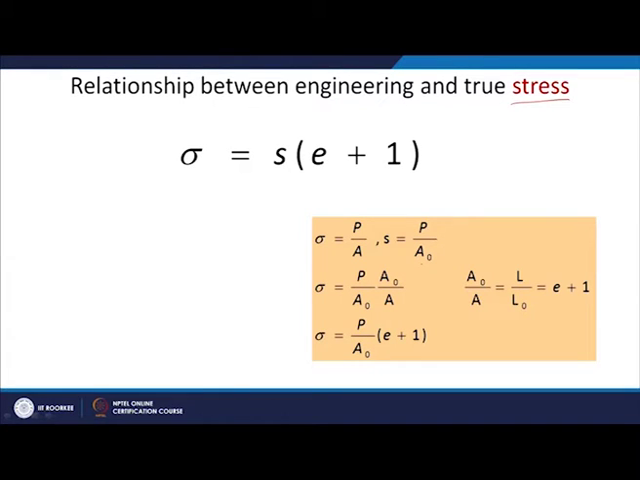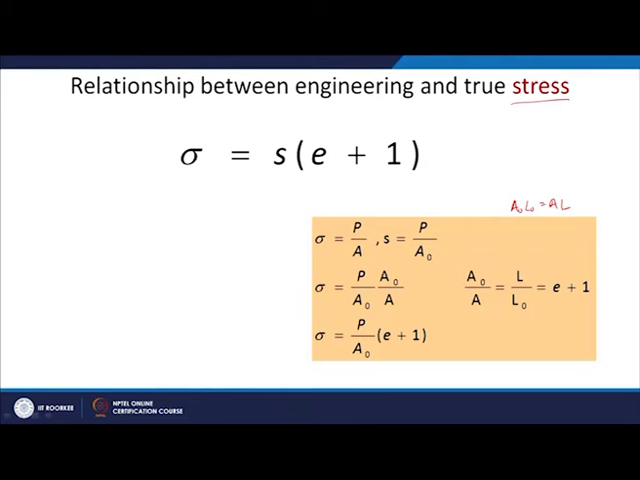Now the relationship between engineering and true stress, okay. Let us take engineering stress, which I will write as P by A naught, and for true stress I will write P by A, which is the instantaneous area. If I divide and multiply by A naught in this case, it will become P upon A naught into A naught by A, okay. A naught by A can be written as L by L naught, because of volume conservation, as I told you, because in plastic deformation volume is going to be conserved, okay.